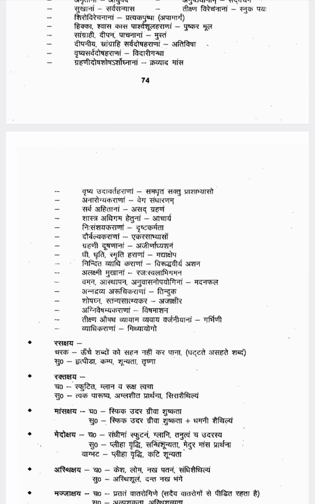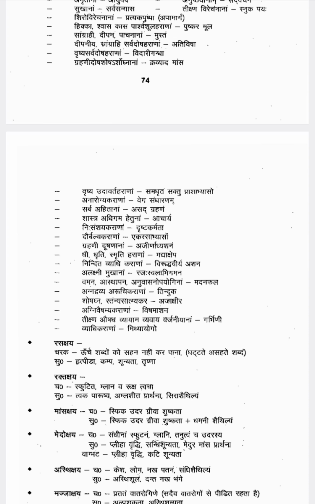Then Anya Dravya Aruji Karana means Tinduga. Okay. Anya Dravya Aruji is Tinduga. Anya Dravya Ruji is Levana. Shoshakna Stanya Satmyagara Ajakshira for Shosha. Okay, like you can see, like children, they will not be having the proper weight. For them, we can give Ajakshira. Okay, Shoshakna Stanya Satmyagara. So in case breast milk is not there, we can give goat's milk.